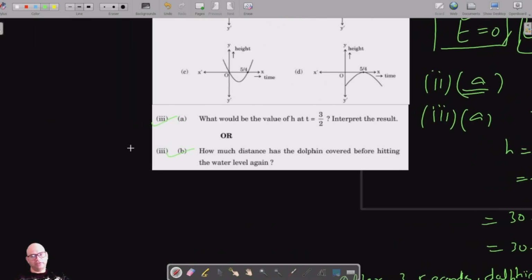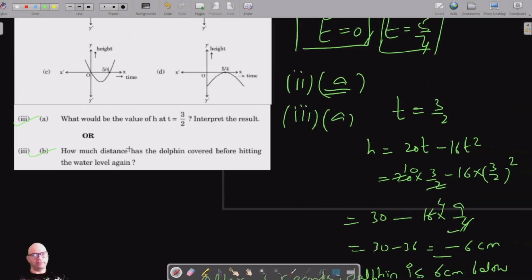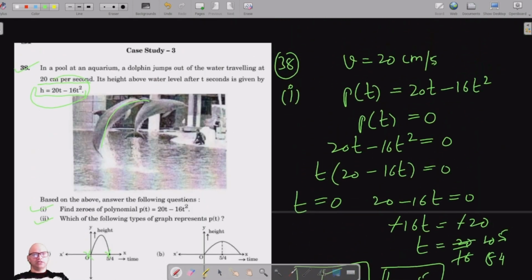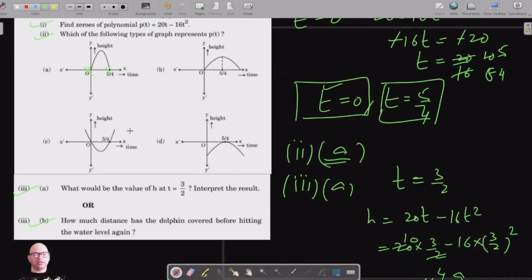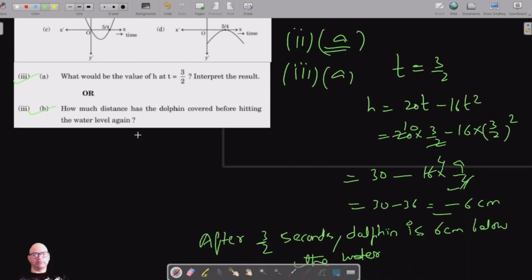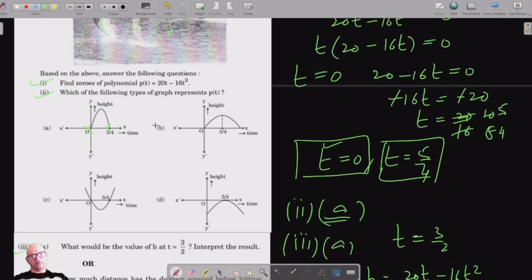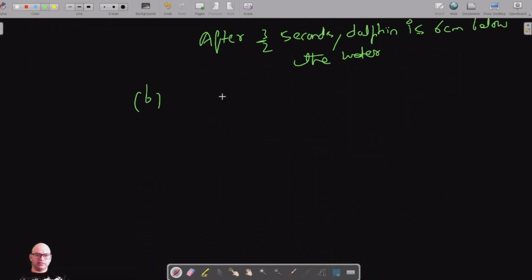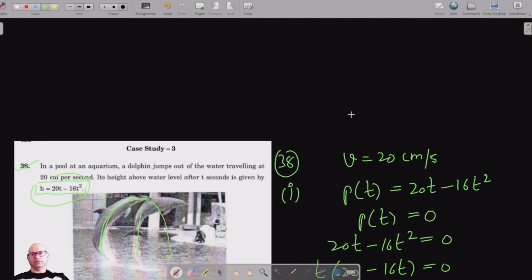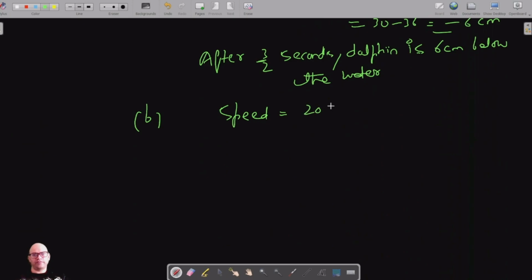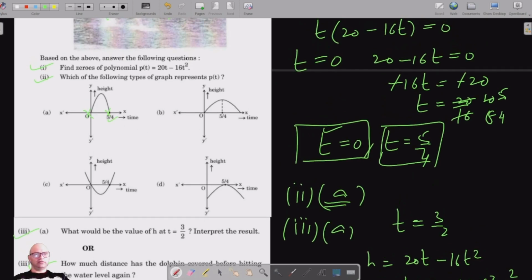Now the next one is how much distance has the dolphin covered before hitting the water level again, means it hits the water level here and then it hits the water level here. So what is this distance? This distance covered by the dolphin. So this is part B. Now the distance covered by the dolphin would be based on the speed at which the dolphin goes up in the air, which is 20 centimeter per second. So 20 centimeter per second. And the total time taken is 5 by 4.